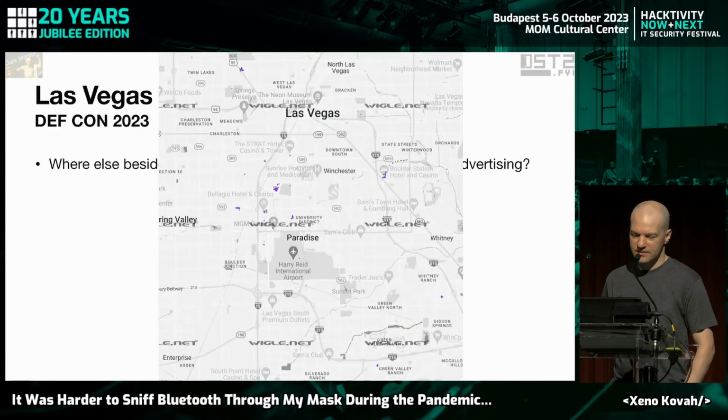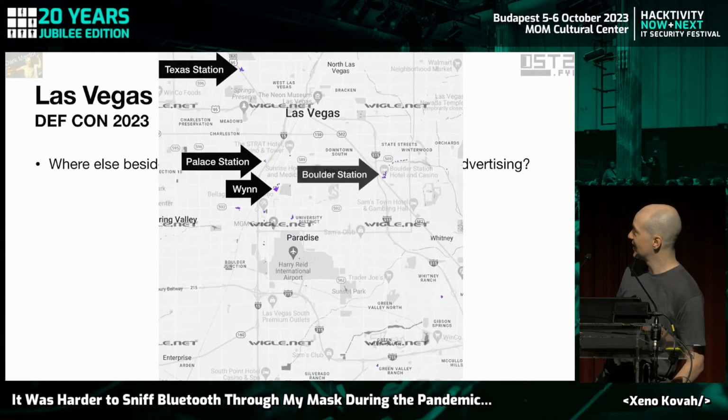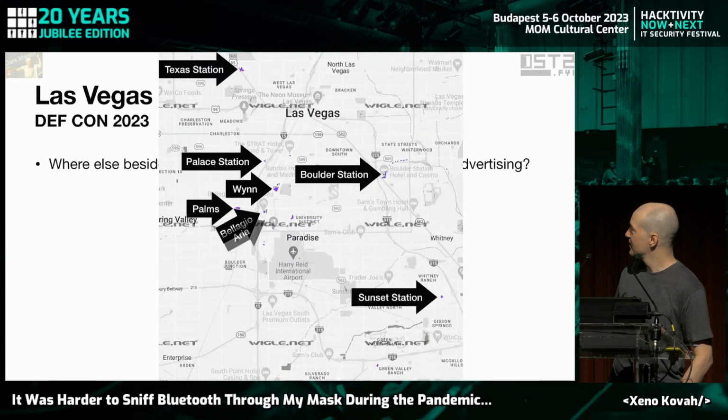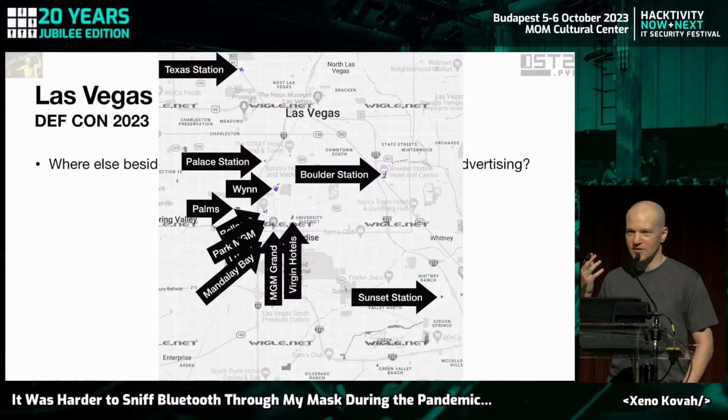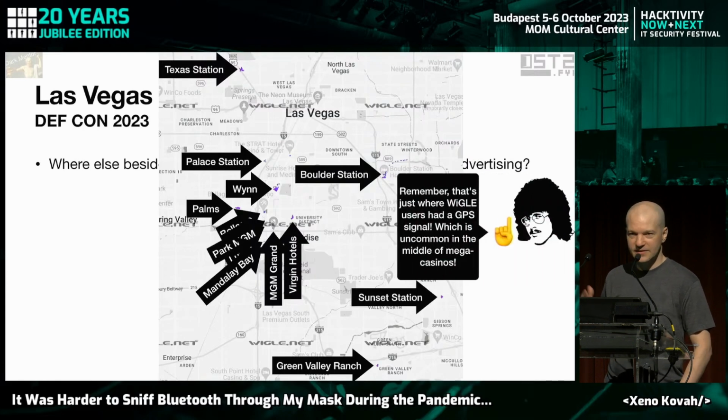All right, so where else are these things advertising? Well, all over the place. I'm just going to skip through this quickly because I'm going to run out of time. Basically, there's Boulder Station, Texas Station, Sunset Station. As you would expect, it's the same company running all those hotels and casinos. So they're basically all over the place.